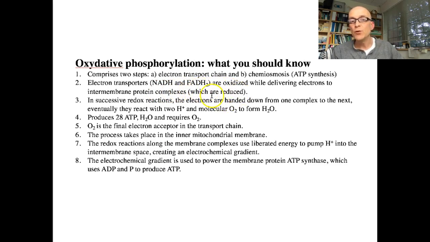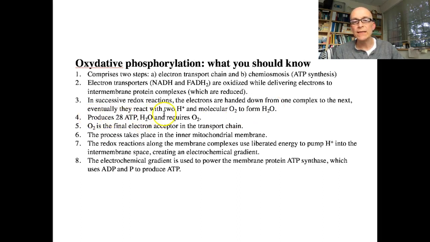And they're reduced, of course, right? They're reduced because hydrogens, electrons are given to the next. So the electrons here are important, right? So that's the reduction. And then in successive redox reactions, the electrons are handed down from one complex to the next. Eventually, they react with the two hydrogens and molecular oxygen to form two water molecules. So that was the final electron acceptor.